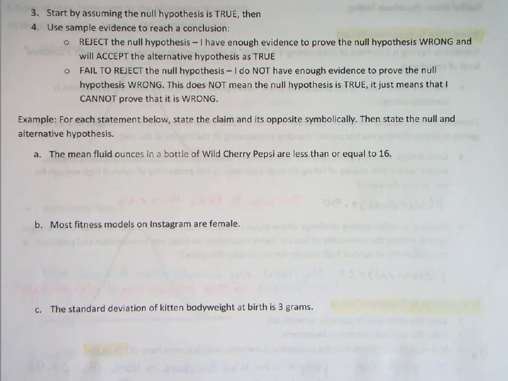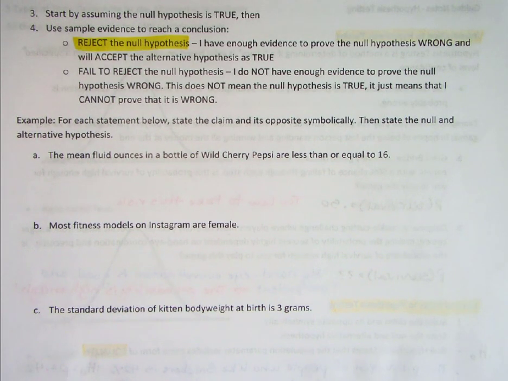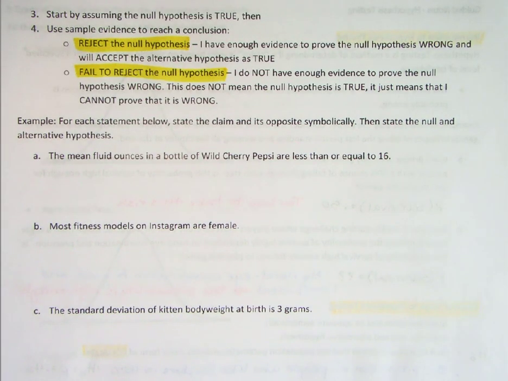Next, you're going to start by assuming that the null hypothesis is true. Then, using sample evidence, you're going to reach a conclusion. You will either reject the null hypothesis, meaning that you have enough evidence to prove that the null hypothesis is wrong and that you're going to accept the alternative hypothesis as truth. Or, you're going to fail to reject the null hypothesis, meaning that you do not have enough evidence to prove that the null hypothesis is wrong.